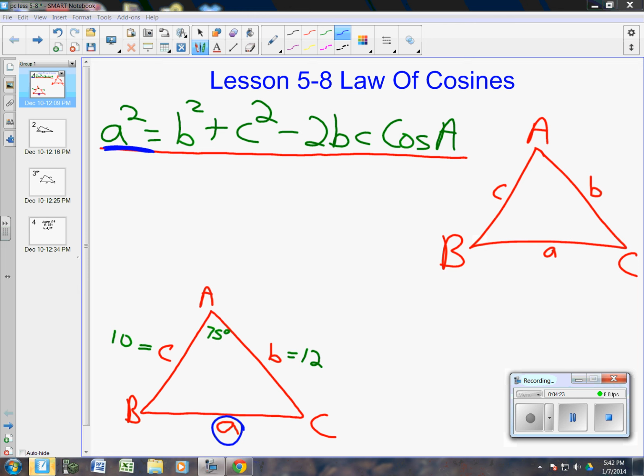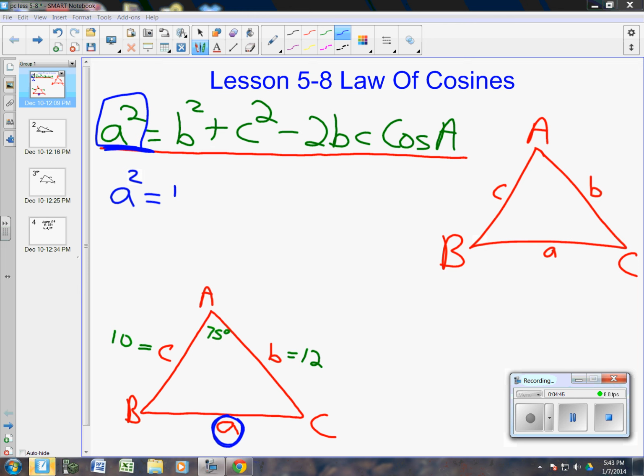And if you're looking for the side opposite the angle you're given, that's going to be the number that goes right here. Okay, so I want to find a right there. So this is the exact formula right here. So I have a squared equals, and b and c are really the other 2 sides. It doesn't matter which one's which, but I have them labeled right here.